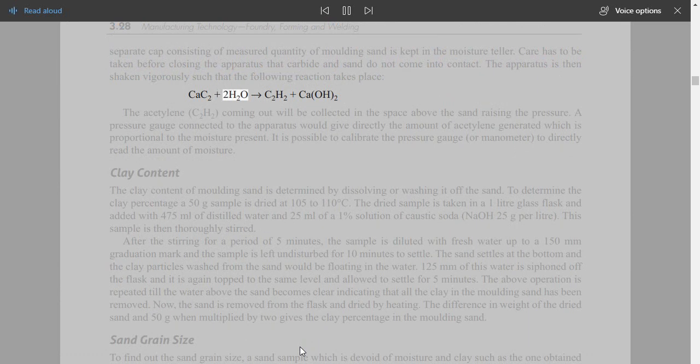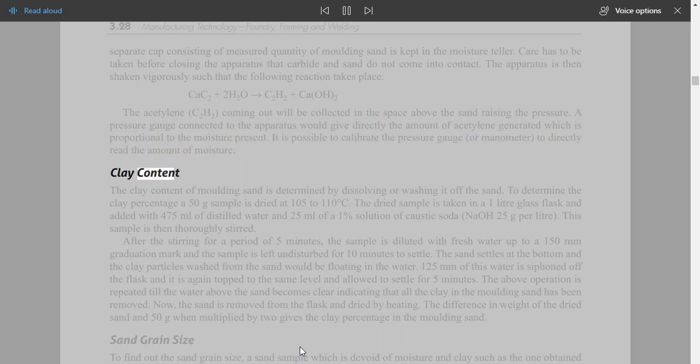CaC2 + 2H2O → C2H2 + Ca(OH)2. The acetylene, C2H2, coming out will be collected in the space above the sand, raising the pressure. A pressure gauge connected to the apparatus would give directly the amount of acetylene generated, which is proportional to the moisture present. It is possible to calibrate the pressure gauge, or manometer, to directly read the amount of moisture.